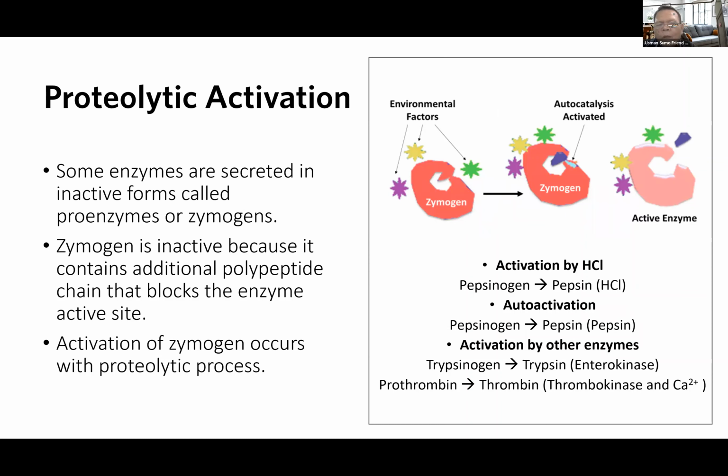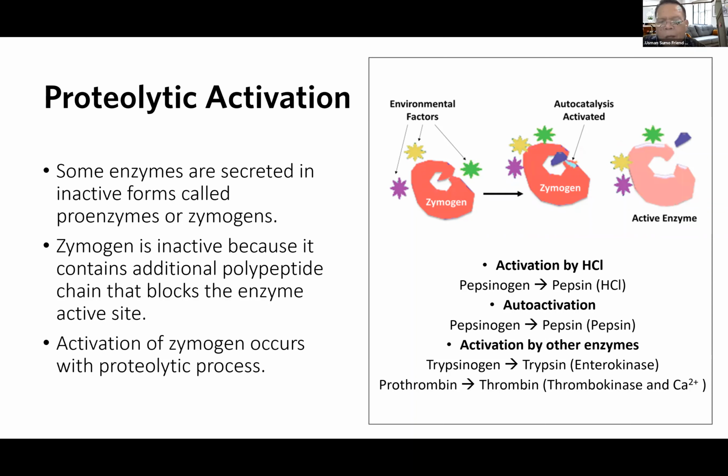Now let us see proteolytic activation. Some enzymes are secreted in an inactive form called a proenzyme or zymogen. Zymogen is inactive because it contains an additional polypeptide chain that blocks the enzyme active site. Activation of zymogen occurs with a proteolytic process. Now let's see this figure.